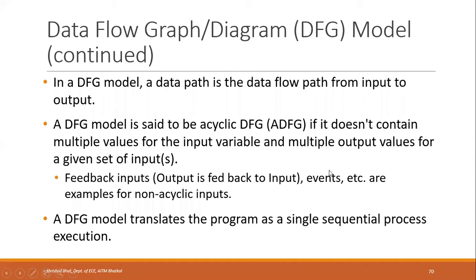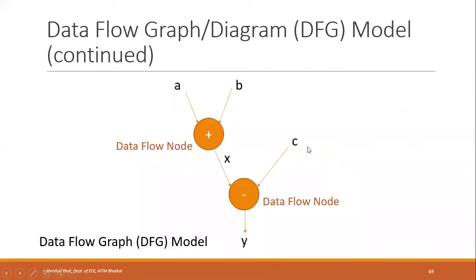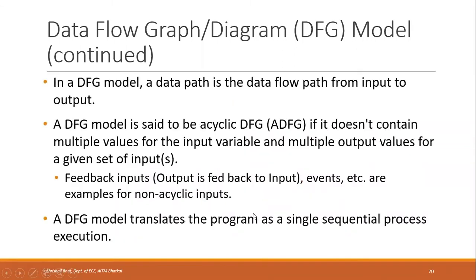So this data flow graph model translates the program as a single sequential process execution. That means one after the other it will be calculated. For example, if you want y, you will need x. So x has to be calculated first. a plus b will give you x, then x minus c will give you y. So it's a sequential process execution.